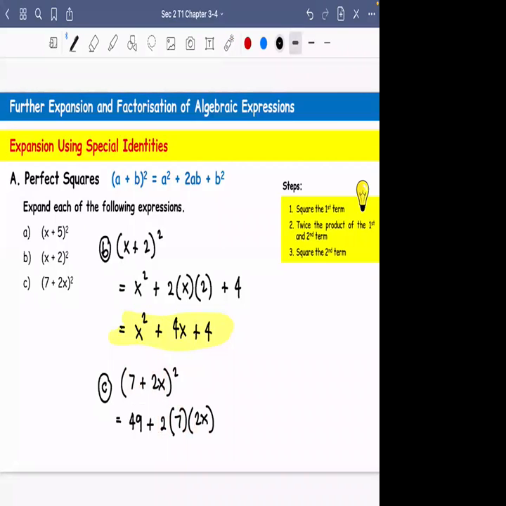And then plus, the last step is to square the second term. Well, the second term is 2x. What is 2x squared? 2x squared is 4x squared. So our final answer here is 49. So what is your answer here? 2 times 7 is 14. 14 times 2 is 28x. And then plus 4x squared. So that's your answer for letter C.